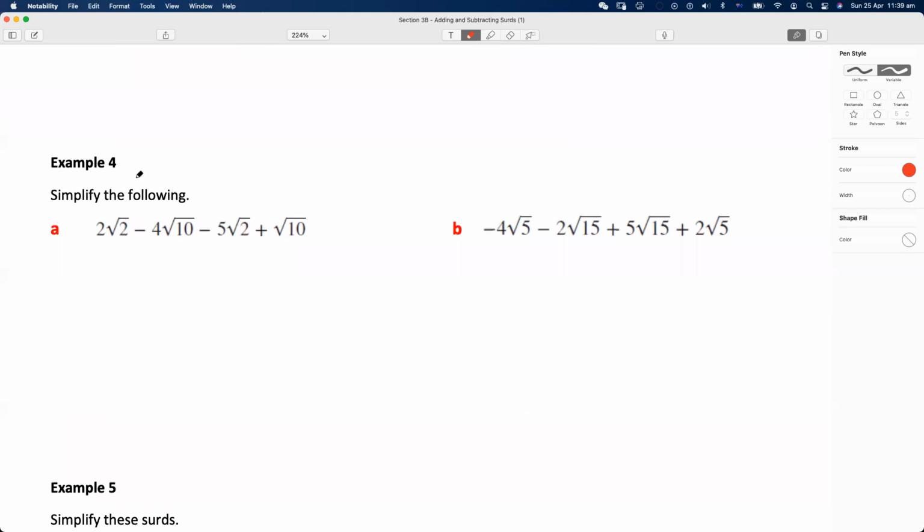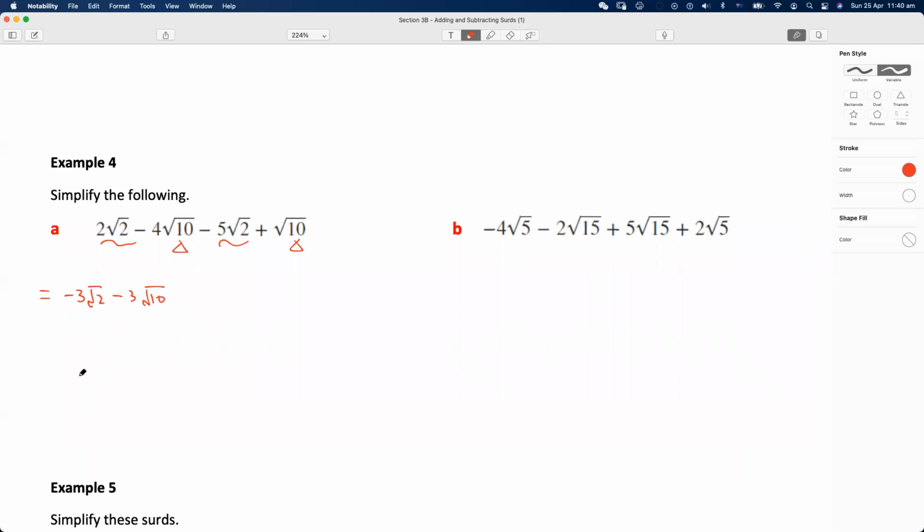Example 4, simplify the following. First, collect like surds. Okay. So 2 minus 5 is going to give you negative 3. Okay, 2 minus 5 is negative 3, so negative 3 with your surd, square root of 2. And next one, square root of 10, square root of 10, minus 4 plus 1. So it's minus 3 square root of 10.